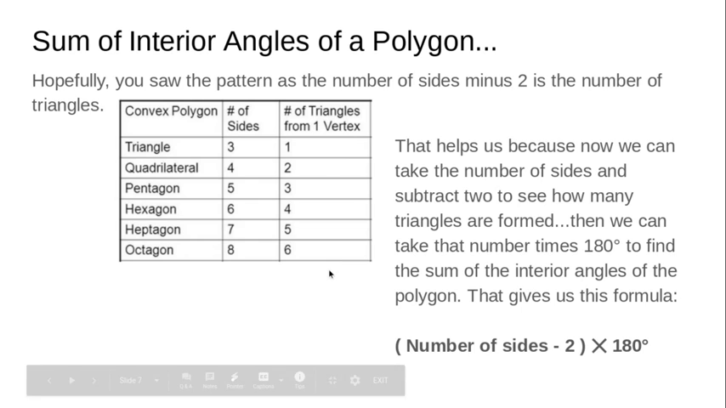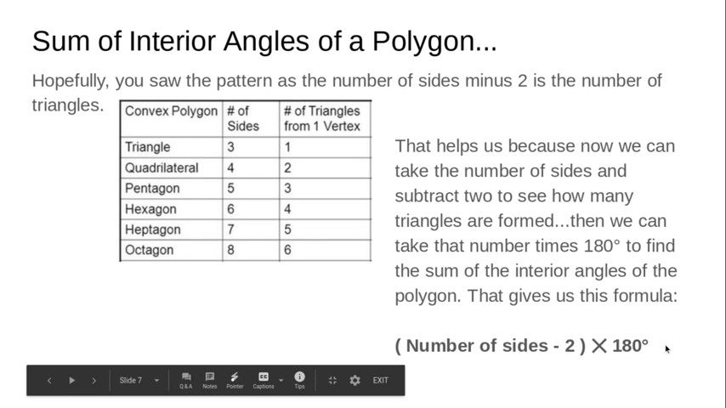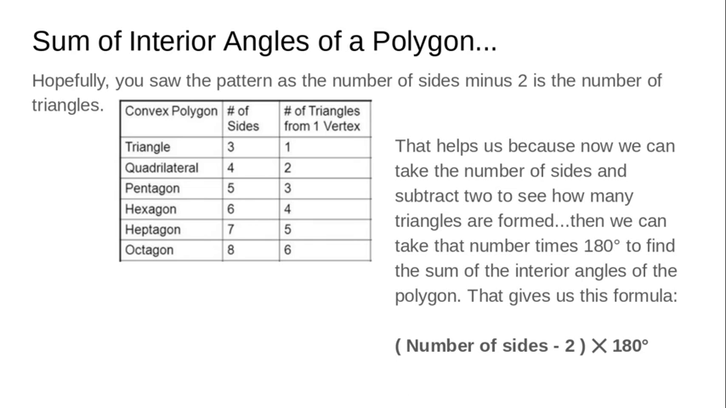So as long as we know the number of sides over here from this column, we can just subtract 2 and then times it by 180. So that's what gives us our formula right down here in bold on the bottom. The number of sides minus 2 times 180 is how we will determine the sum of the interior angles.